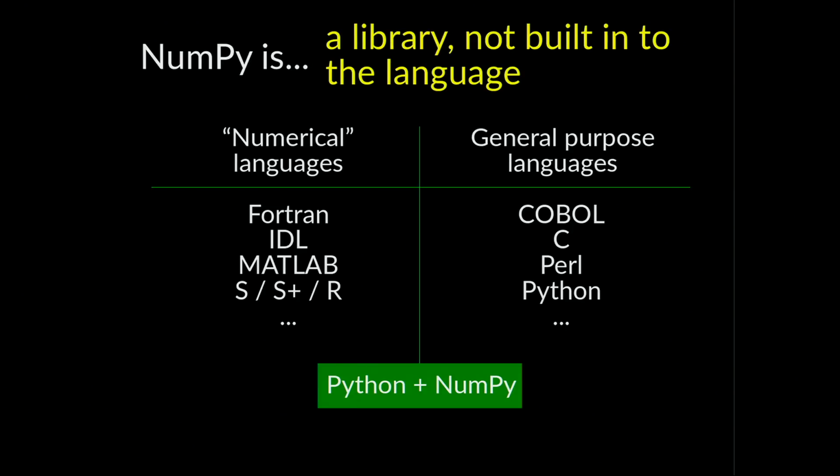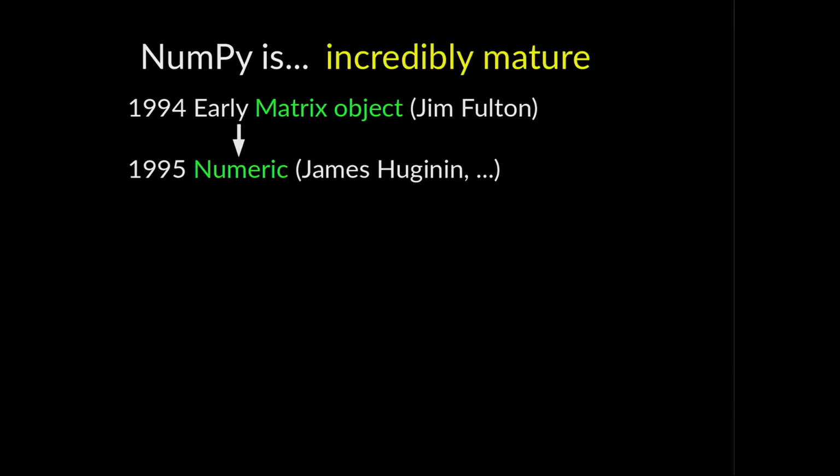It also, because it's not baked into the language, is something that can evolve on its own timescale. One benefit of that is that it's a very, very mature library. The history here is quite complicated. It goes all the way back to '94. Jim Fulton started experimenting with matrices in Python. James Huguenin took that and built the numeric package around it.